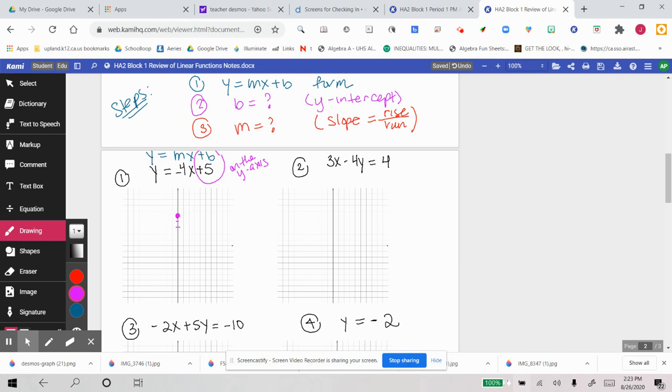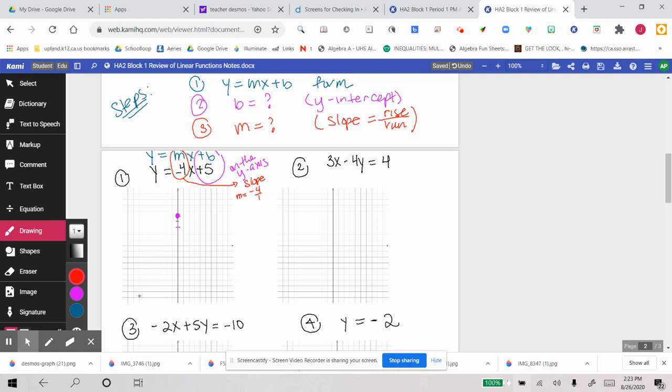Didn't realize how poorly these graphs transfer over. I have to fix that. And then m is the one always attached to the x if you have an x term. If you don't have an x term, then you may not have an m, or that might be a special kind of slope. We have to write that as a fraction. So we write our m as negative 4 over 1.